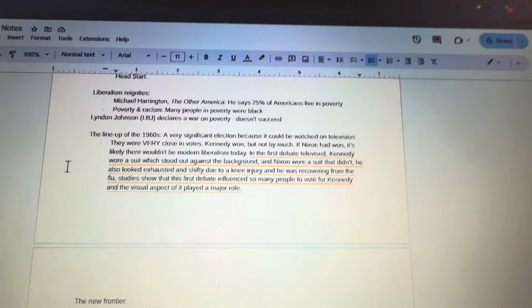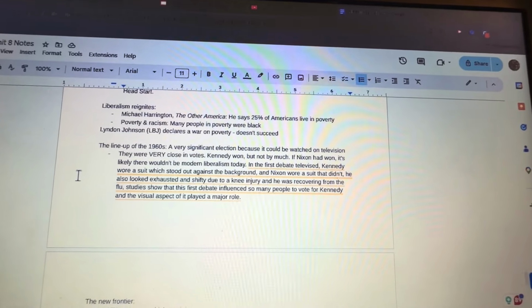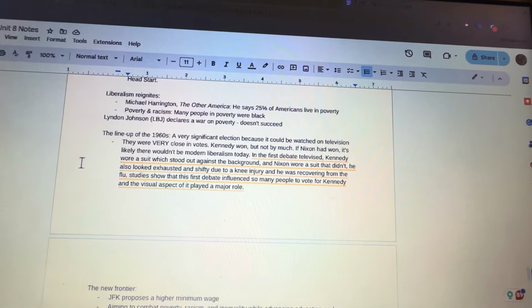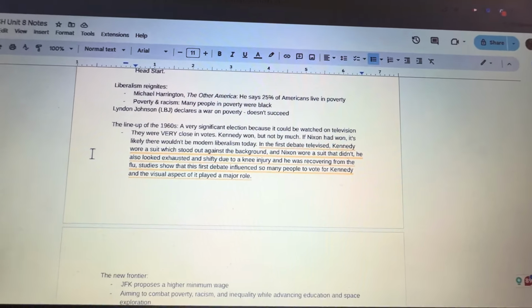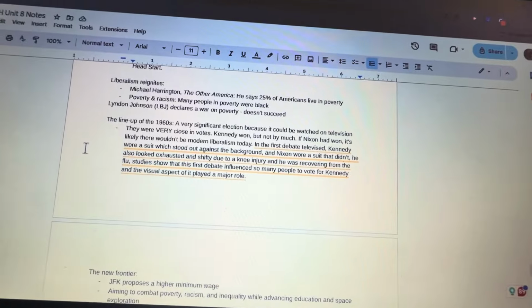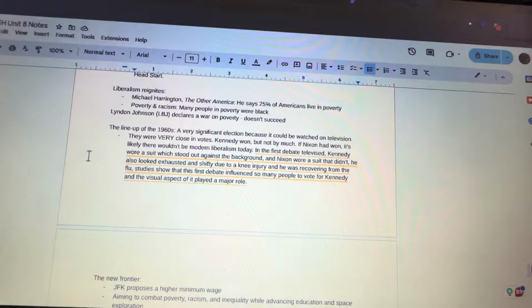The election of 1960 was very significant because it could be watched on television, and the votes were very close. Kennedy won, but not by much. If Nixon had won, it's likely there wouldn't be modern liberalism today.